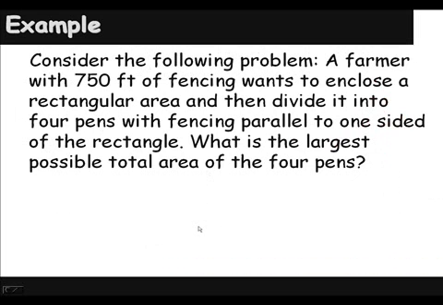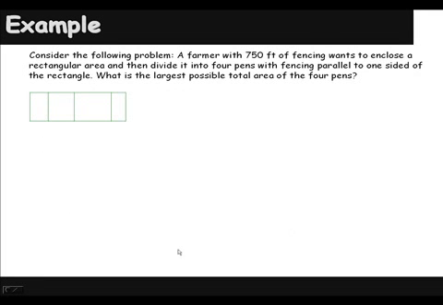Here's another example. Consider the problem. A farmer with 750 feet of fence wants to enclose a rectangular area and then divide it into 4 pens with fencing parallel to one side of the rectangle. What is the largest possible total area of the 4 pens? Well, let's draw a sketch here. It doesn't say that the pens are the same size, so I'm going to make 4 pens that aren't uniform.